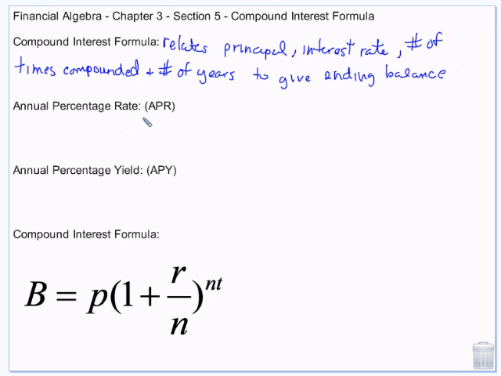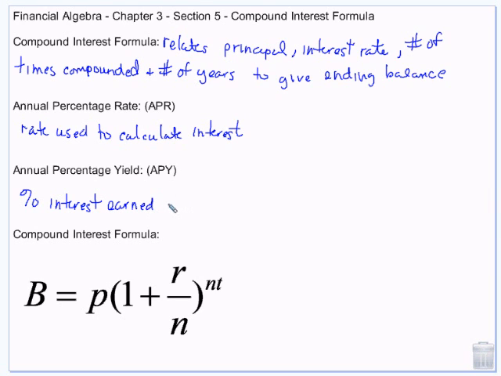Annual percentage rate is the rate used to calculate. So if it's 2% interest, it's the 2% that's getting multiplied in. The annual percentage yield is the actual percent of interest earned. And this is generally higher than the APR. And so banks advertise this.